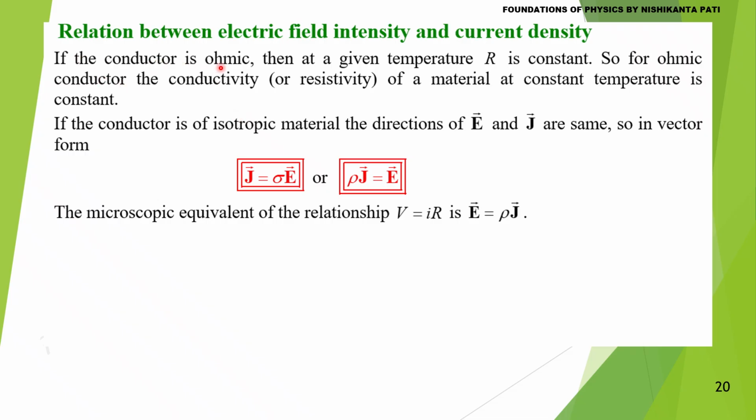If the conductor is ohmic, then at a constant temperature, R is constant. So for an ohmic conductor, at a constant temperature, the conductivity and resistivity of the material also remain constant. If the conductor is isotropic, then E vector and J vector are in the same direction. So J vector equal to sigma E vector or E vector equal to rho J vector.